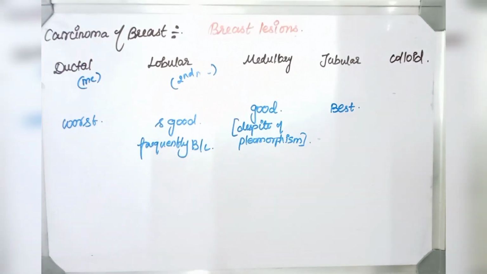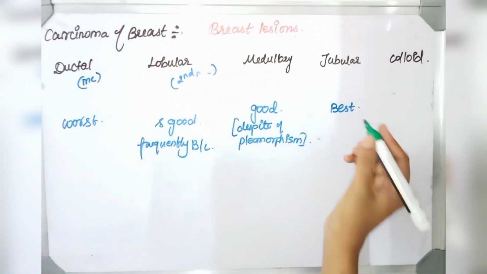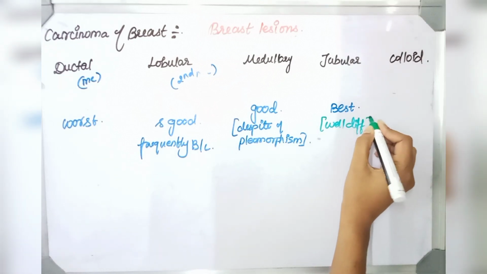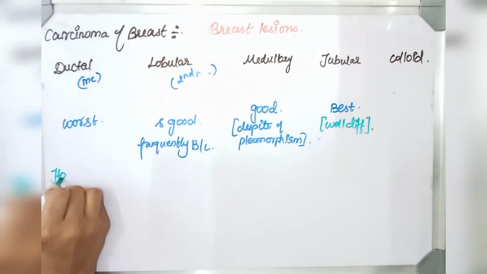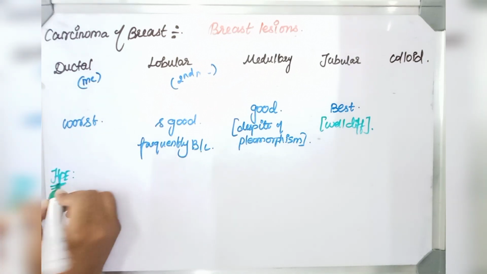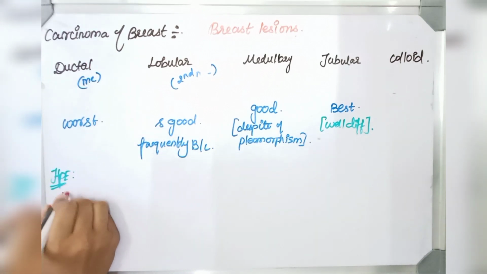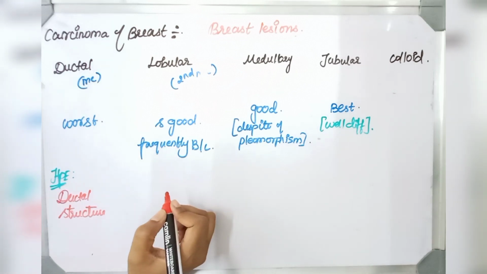Another important point we have to note: tubular carcinoma has the best prognosis due to well differentiated tubules. It has well differentiated cells, so it provides the best prognosis. Let us see about the histopathological examination. The ductal carcinoma shows ductal structures in histology. And the second one, lobular.